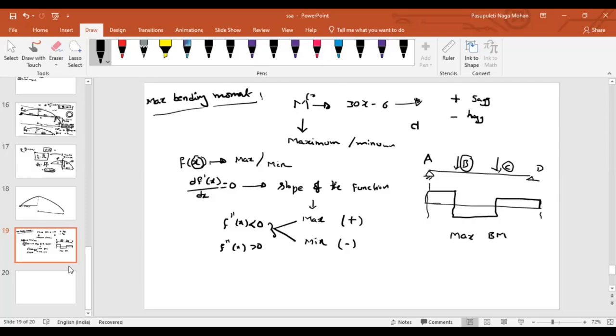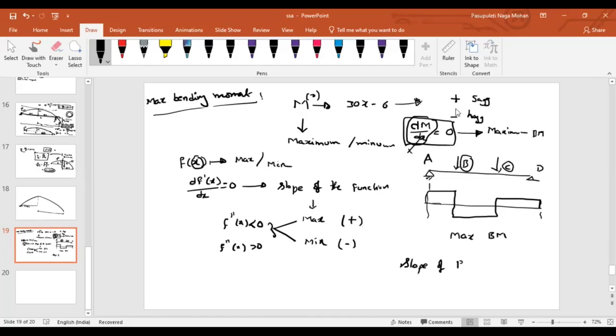That's it. For that, what should we do? If my function is in terms of x, we have to do dm by dx is equal to 0. That means wherever dm by dx is equal to 0, at that point there is a probability that you will have the maximum bending moment. Either it can be a sagging moment or it can be a hogging moment. What is meant by dm by dx? What do you think the dm by dx will be? Slope, sir. Yeah, slope of, what does this represent? Slope of the bending moment diagram is equal to how much?